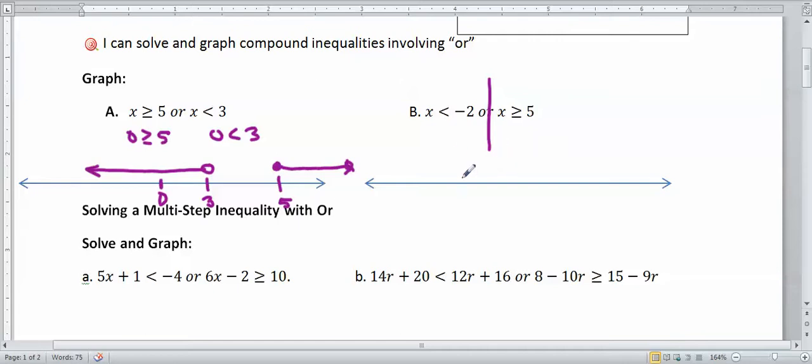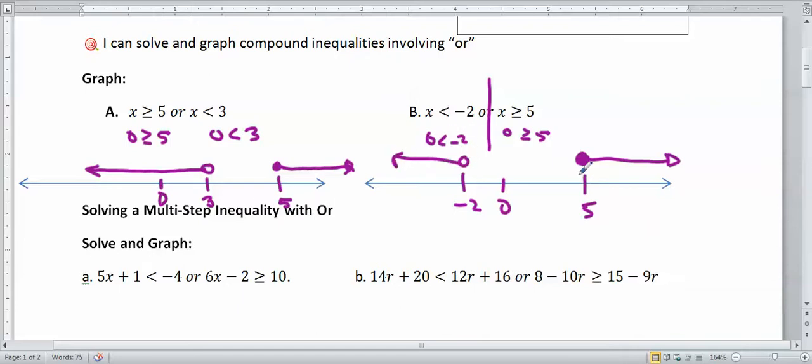Okay, so what you should have done is marked your key points, 0, -2, and 5. Check the signs for which circle. On the -2, you should have had an open circle because it's less than. On 5, you should have had a closed circle. That's greater than or equal to. It's included in the solution. Then you did your 0 check. Is 0 greater than 5? Nope. So it goes away from 0. Is 0 less than -2? Also not true, so that's going to point away from 0 as well, and this is my final answer.